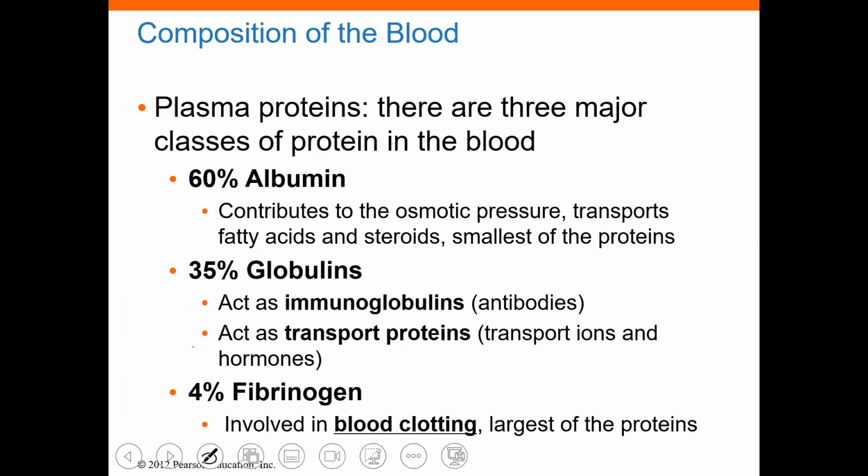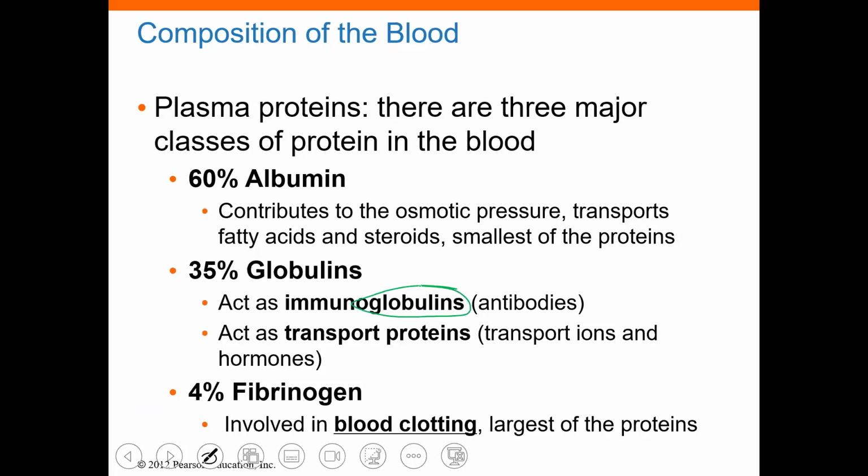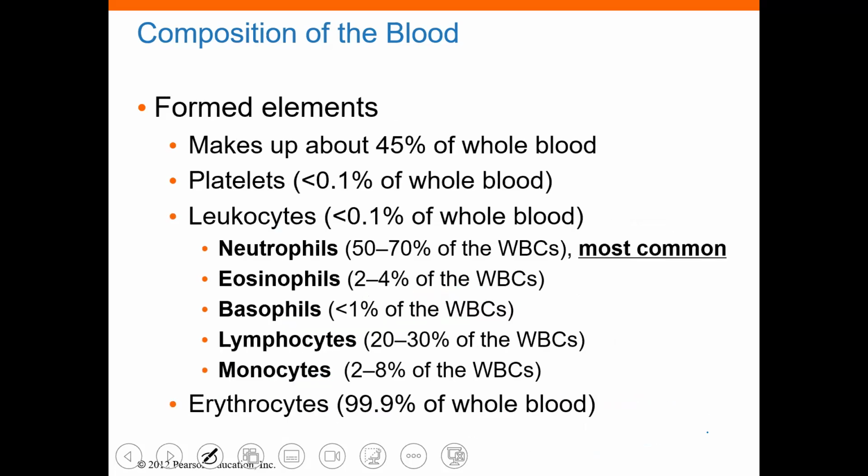Now, 35% are going to be globulins. We'll see the same word in immunoglobulins, or antibodies, so think immune system here. They act as transport proteins and transport ions and hormones for us. About 4% is going to be fibrinogen. They're involved in blood clots, and they're the largest.